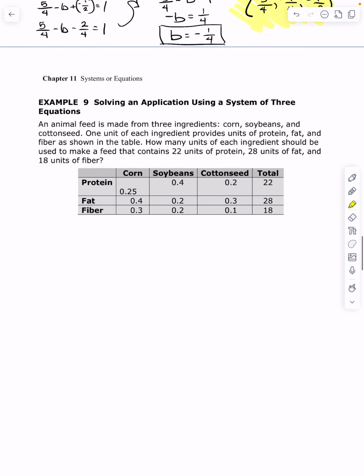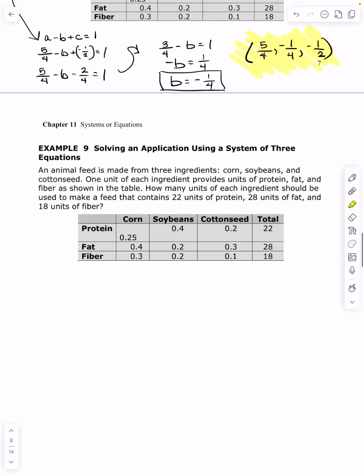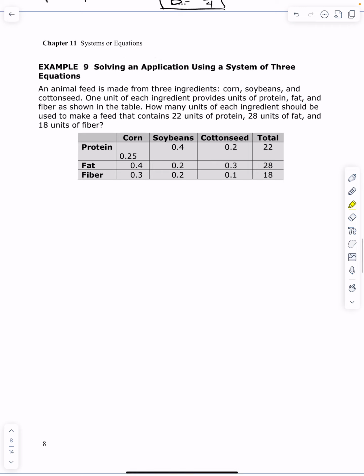Okay, here are the Chapter 11 notes. I don't know why sometimes it says Chapter 11, sometimes I wrote Section 11. This is example 9. We were on page 8, according to this.